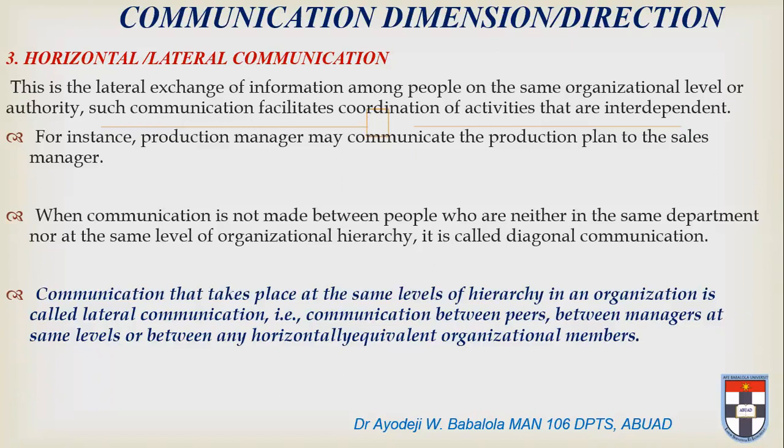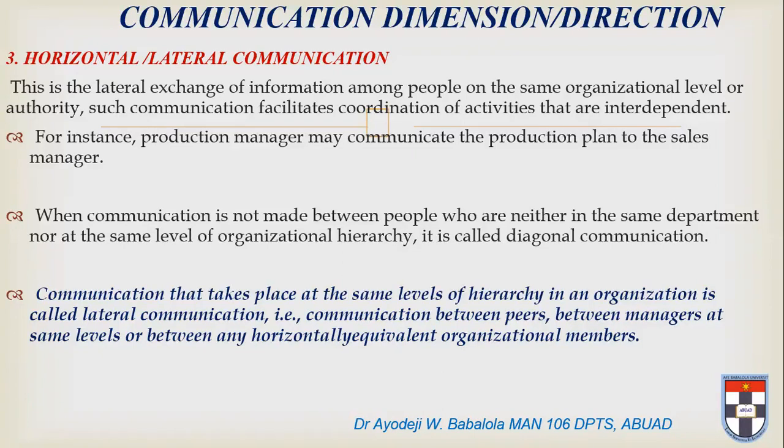For instance, when a production manager communicates the production plan to the sales manager, both of them are managers. One is heading production, one is heading sales. They have about the same authority, but their jobs are interdependent. Maybe the sales manager or the sales department has some feedback from the customers, maybe about the packaging of the product or about some features that they want the production department to take into consideration in their next production. So in this scenario, the sales manager will speak to the production manager. When they do that, what we have is horizontal or lateral communication.